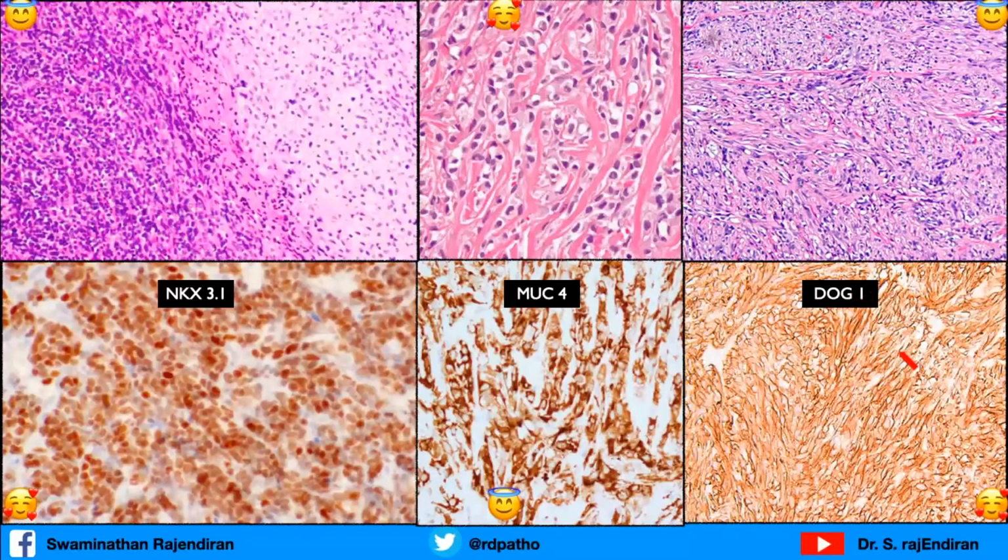In this composite picture, you can see chondroid areas and poorly differentiated areas. Even on H&E, you can make it as a mesenchymal chondrosarcoma. And the NKX3.1. This is a surprise.